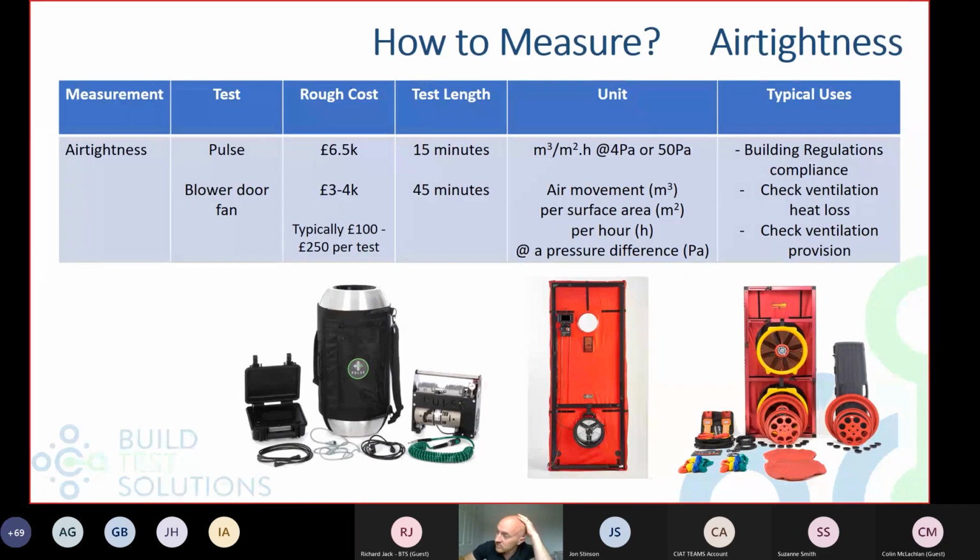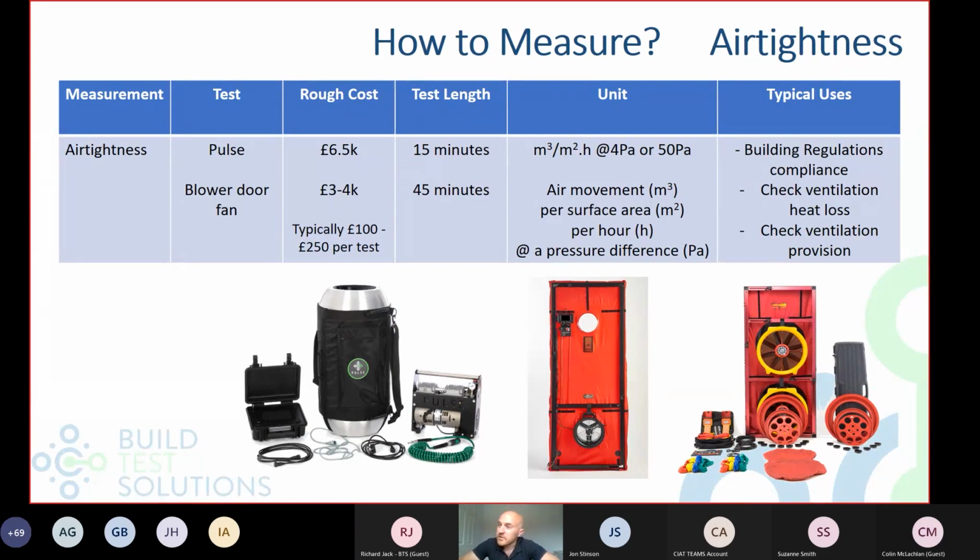Let's jump straight into what is only natural in terms of wanting to directly compare the two mainstream commercially available solutions, Pulse and the blower door fan.